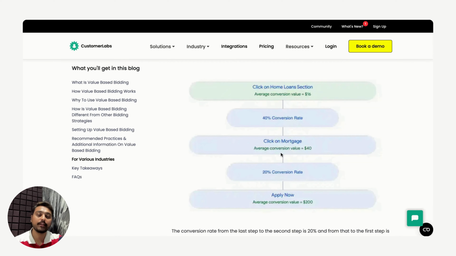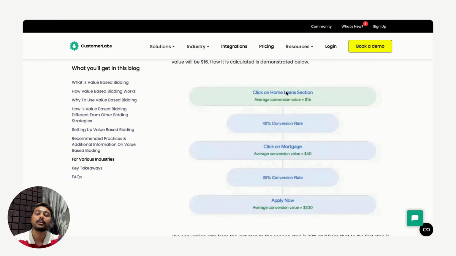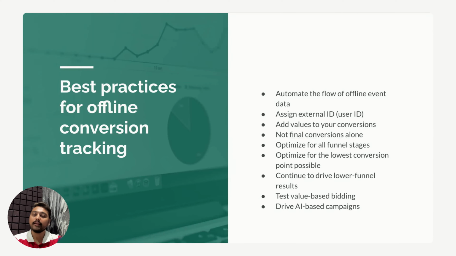We know that the conversion rate from those who clicked on mortgage to apply now is 20%. So you'll backtrack and calculate the value of the lead stage of users who clicked on mortgage. Next, you backtrack again and assign the value to everyone who clicks on the home loan section from your ads, which is $16. So this is a very generic example of the events happening on the website alone.